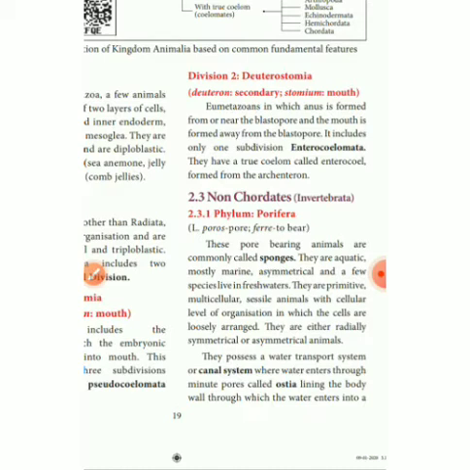In these invertebrates we are seeing phylum Porifera. Pora means pores, it indicates pore, and fera means bearing. So animals having pores in the body come under the phylum Porifera. These pore-bearing animals are commonly called sponges. They are aquatic, mostly marine, and asymmetrical, and a few species live in fresh water.